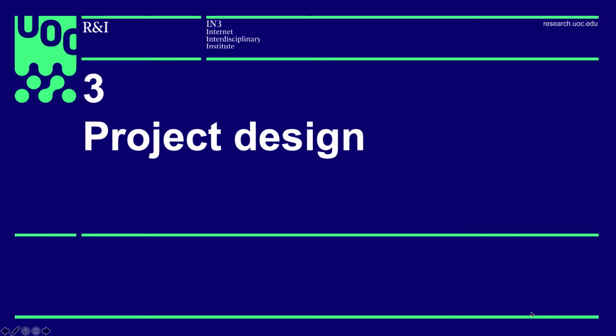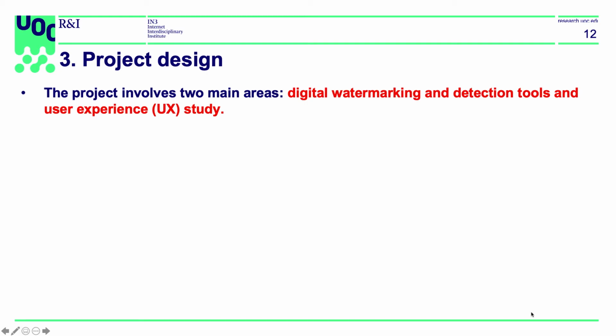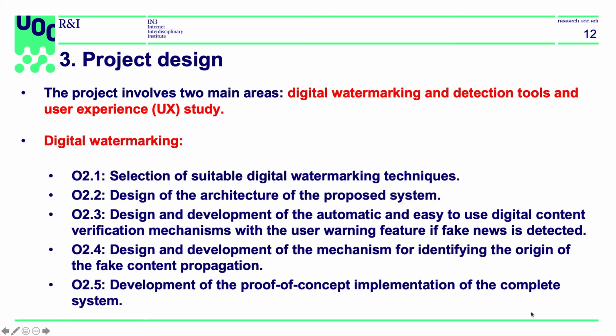Now let me present the design of the project. The project involves two main areas. On the one hand, we have digital watermarking and detection tools, and on the other hand, we have the user experience study. Regarding digital watermarking, there is a set of specific objectives that are given in this slide. The first one is the selection of suitable digital watermarking techniques, then the design of the architecture of the proposed system. Also, we plan to design and develop automatic and easy to use digital content verification mechanisms with a user warning feature if fake news is detected.